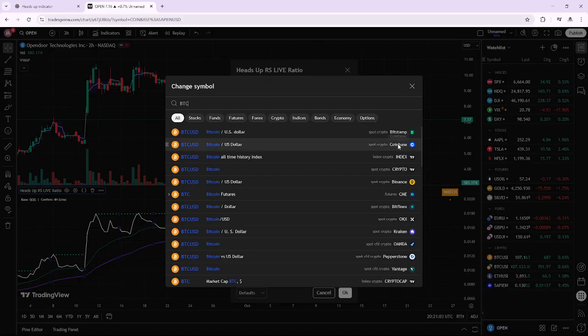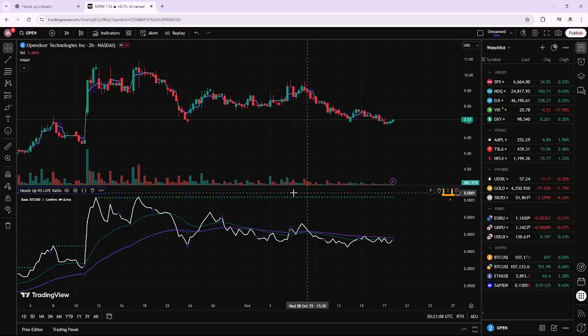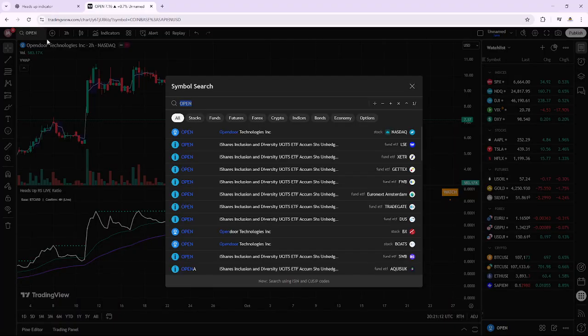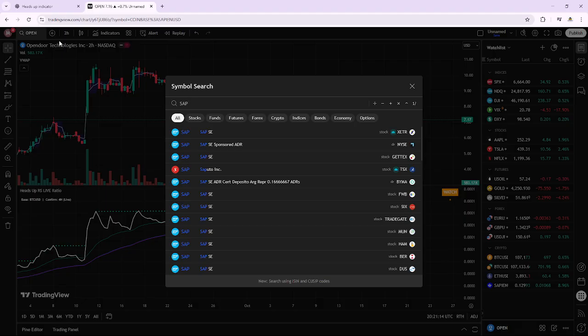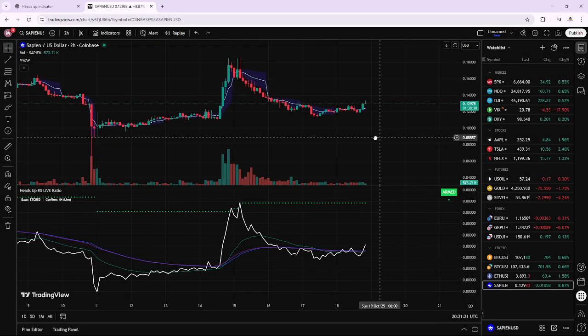On the US dollar, I am on Coinbase, so I'm going to switch back and use that for now. And I'll switch back to Sapien as well on Coinbase there. So we're on US dollar Sapien. There we go, and that's the crypto coin.